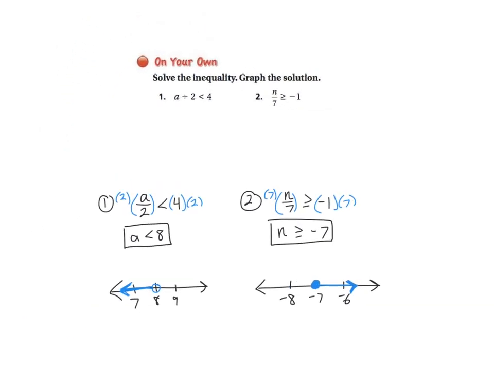Okay, so here for part 1, we're going to multiply by 2 on both sides, and we're left with a is less than 8. So we use an open circle and we graph to the left because we want all of the numbers that are less than 8. For number 2, we multiply both sides by 7, and we get n is greater than or equal to, meaning closed circle, negative 7. So all of the numbers that are greater than that are to the right, so we graph to the right.